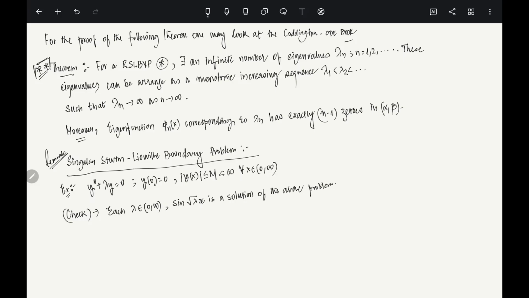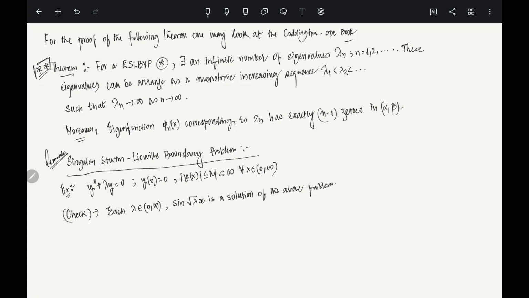What did the theorem we just looked at say? It said that for a regular Sturm-Liouville boundary value problem, you will have a sequence of eigenvalues lambda 1, lambda 2, lambda 3, up to lambda n, which are increasing and going to infinity. That is, the spectrum, the set of eigenvalues, is discrete. For a regular Sturm-Liouville boundary value problem, the spectrum is discrete. For a singular one, this theorem does not hold, so the spectrum is not exactly discrete.